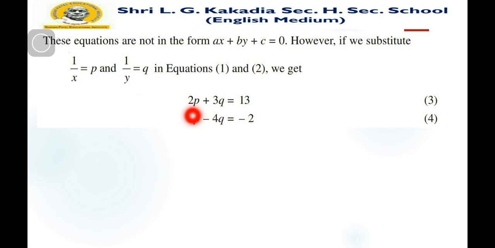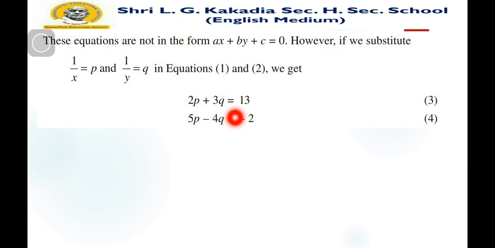So we get from equations number 1 and 2: 2p plus 3q is equal to 13, and 5p minus 4q is equal to minus 2, that are equations number 3 and 4. Now you can see that the given two equations are in the form of ax plus by plus c. So here the equations are in linear form.